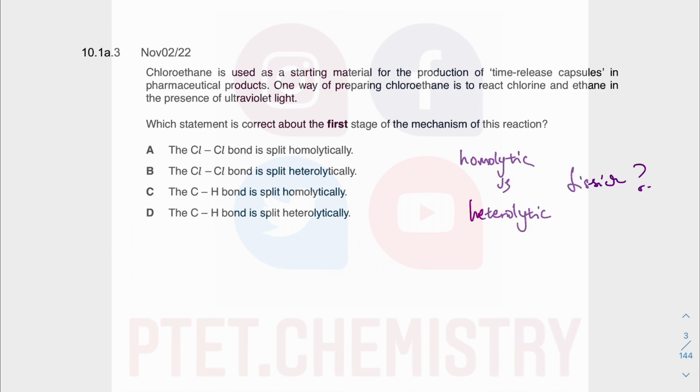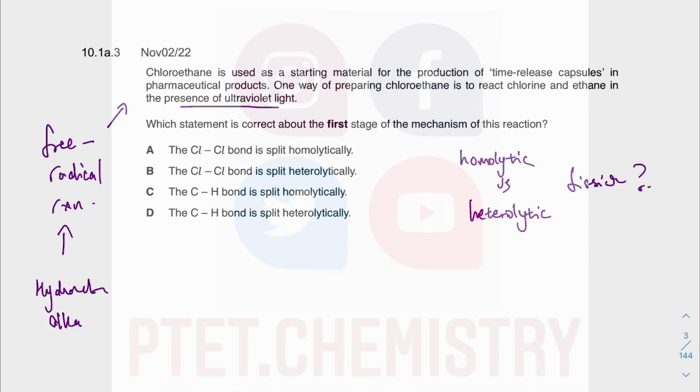Okay. So this one is talking about a free radical reaction. I think you will learn more about this under hydrocarbon in the next subtopic. But you have heard about substitution reaction with alkane in the presence of UV light from O level, and when you cover homolytic versus heterolytic, you will figure out this example.